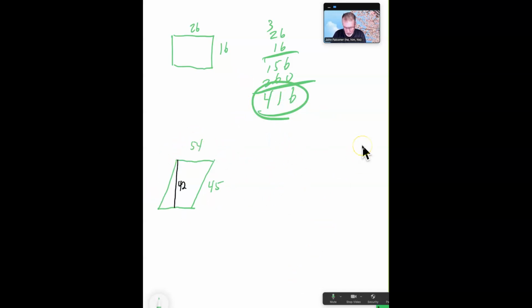So parallelogram, area is base times height, okay, BH. And base doesn't have to be the bottom, but it does have to be where you have a line going up to the other side at a right angle. So often in these illustrations, like for a math test, they'll have a little 90-degree angle sign here.